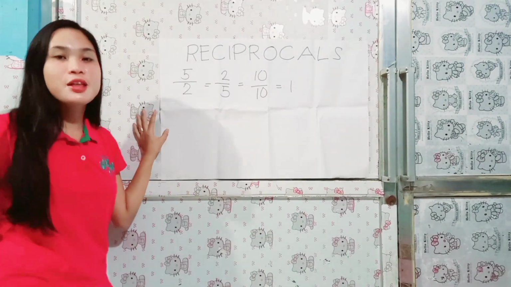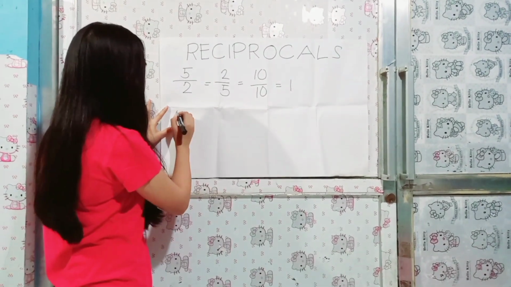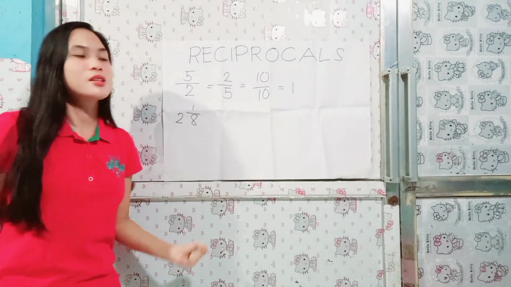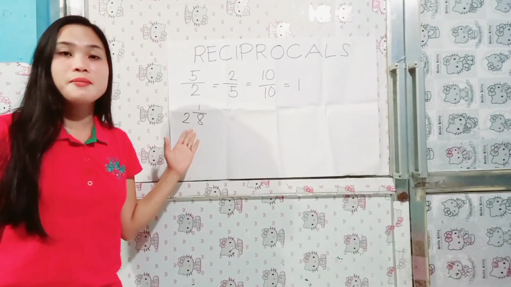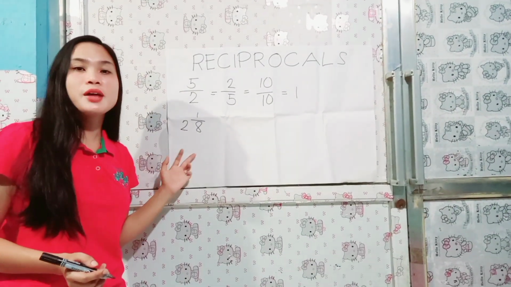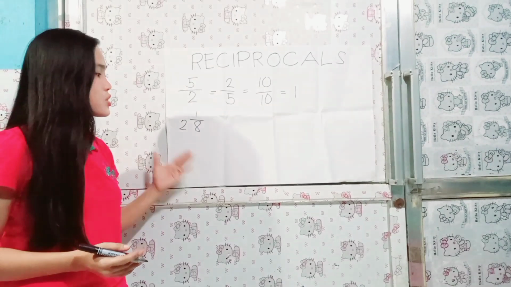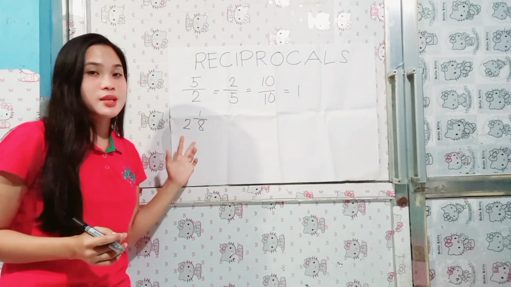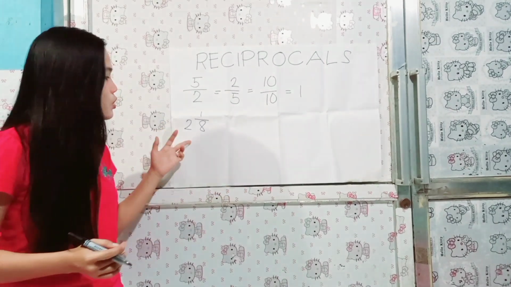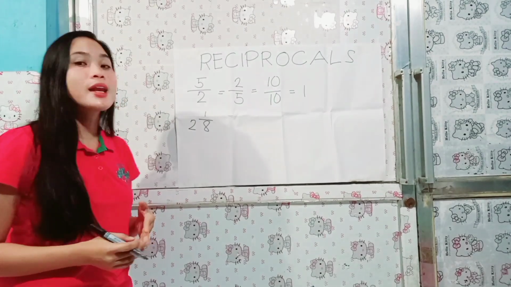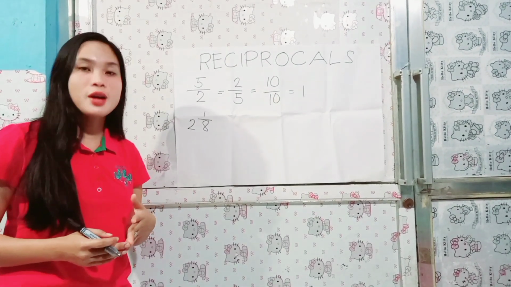So let's have another example. We have here 2 and 1/8. As you can see, this is a mixed number. Why? Because there is a whole number and there is a fraction. So how do we find the reciprocal of a mixed number? We cannot change this one directly. We need to transform this mixed number into an improper fraction so that we can solve for the reciprocal.